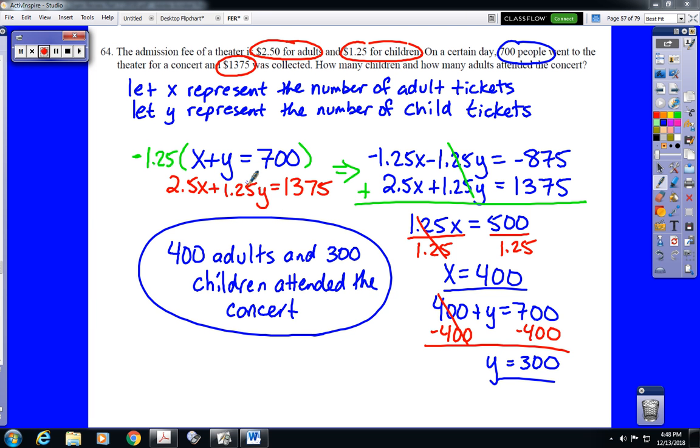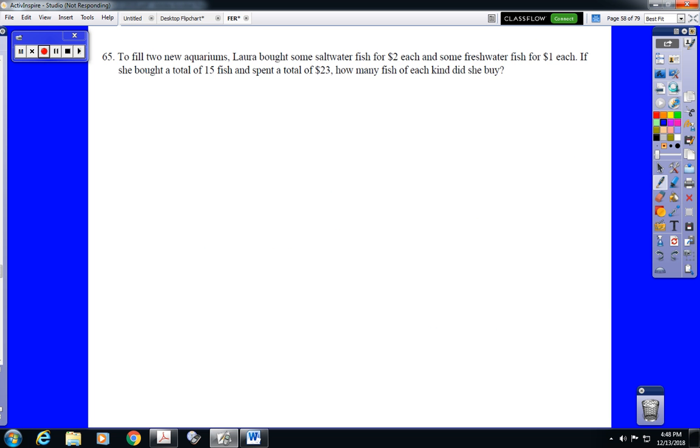All right, here comes page 13, and I didn't change the page yet, but here we go. All right, so it starts with number 65, which is another system of equations word problem.